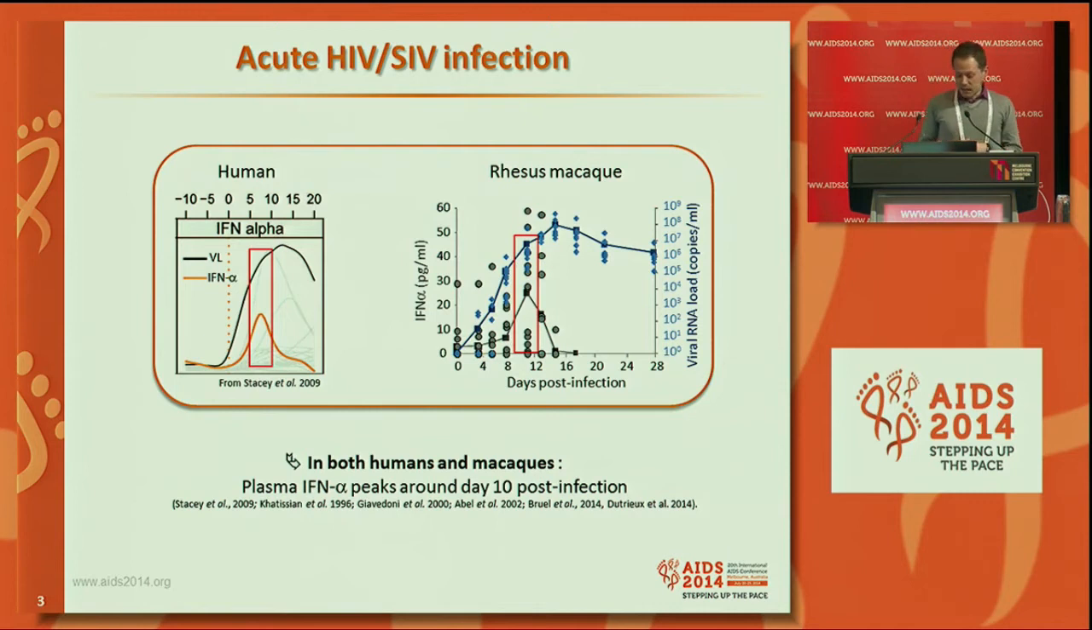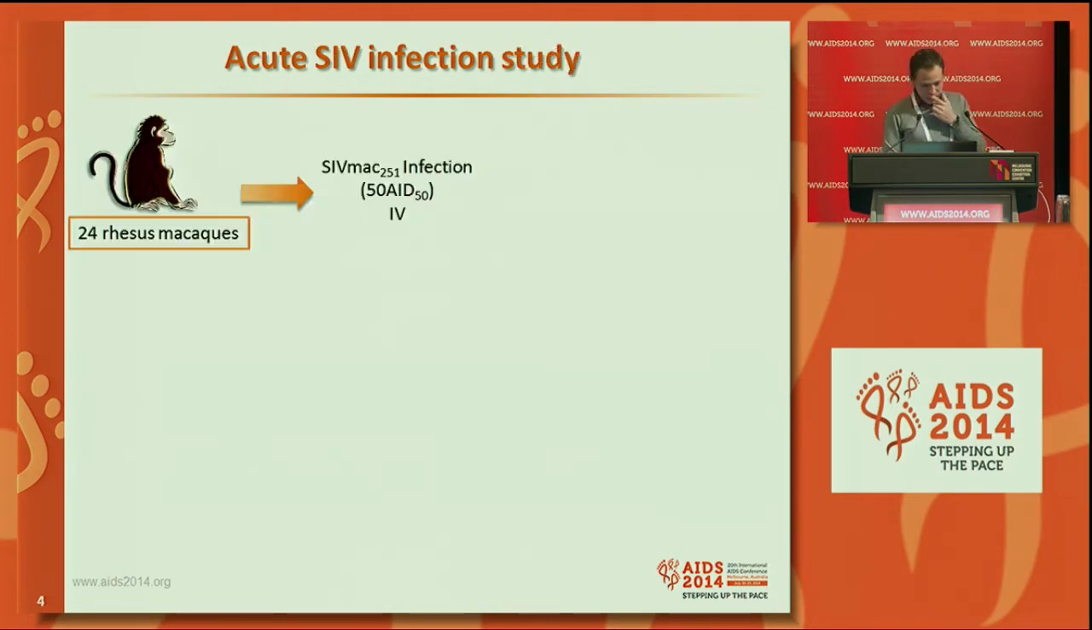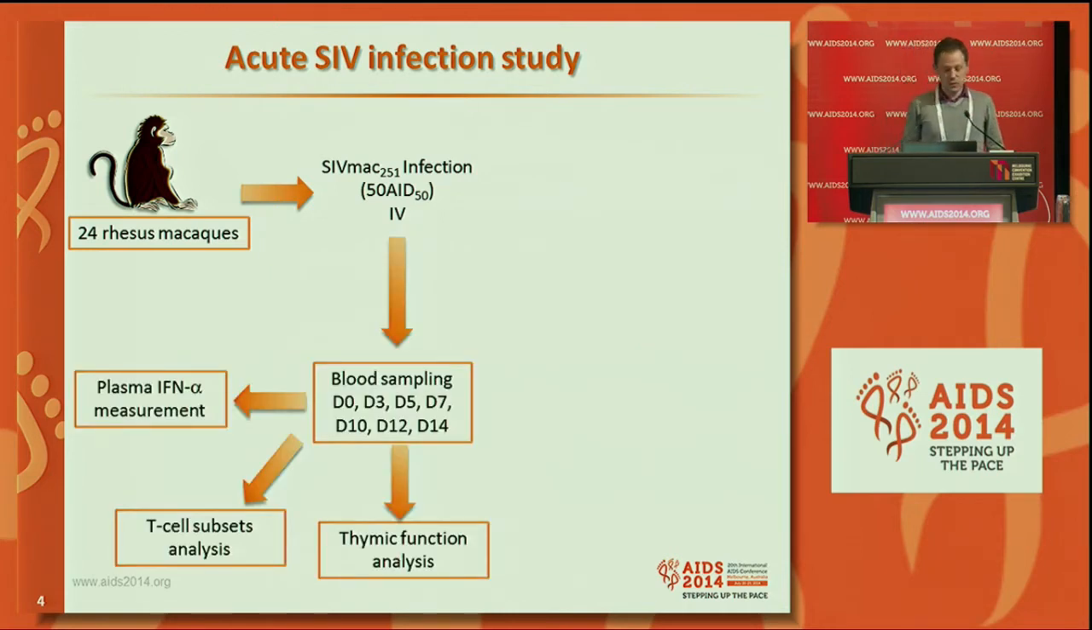In both humans and macaques, there is a peak of plasmatic interferon alpha around day 10 post-infection, just before the peak of viral load. In our study, 24 Chinese rhesus macaques were infected using the SIV MAC 251 strain. Blood was sampled every 2 or 3 days, and we monitored the thymic function, the T-cell subset dynamic within the blood, and we also measured the plasmatic interferon alpha concentration.